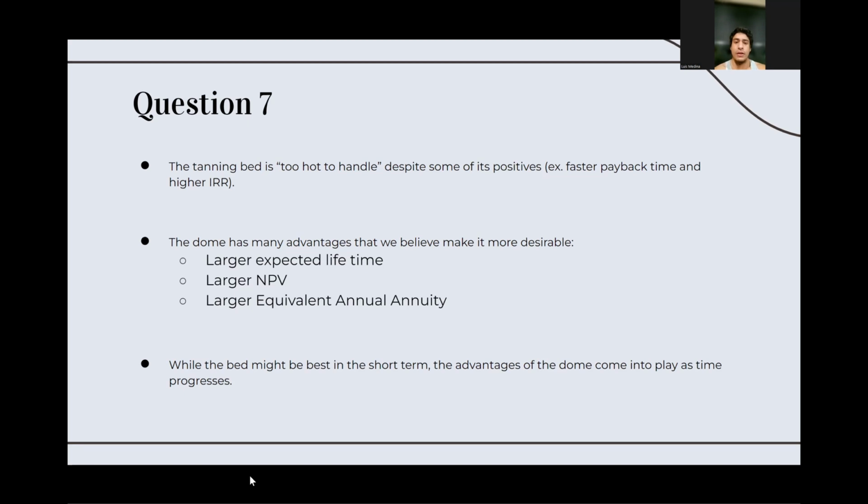On the other hand, the dome has many more advantages, especially in the long term. It has a larger expected lifetime, it has a larger NPV, and a larger equivalent annual annuity. As we could see, the tanning bed is the superior short-term decision, but if we look into the long term, going ahead and choosing the dome is the better option.